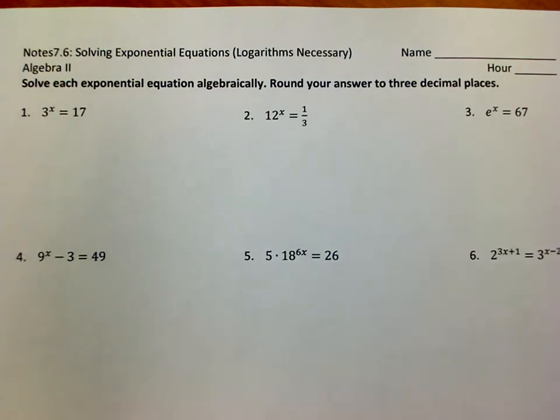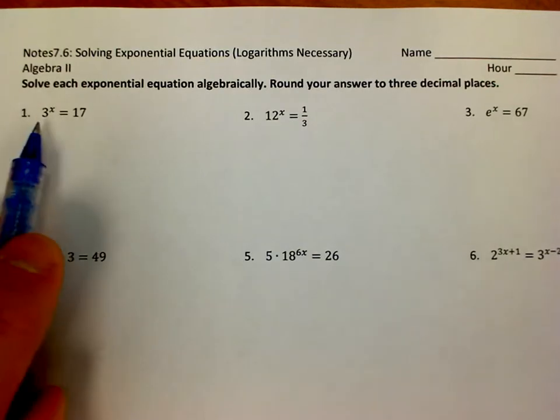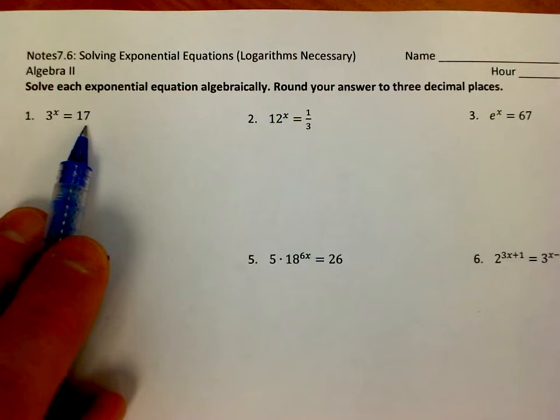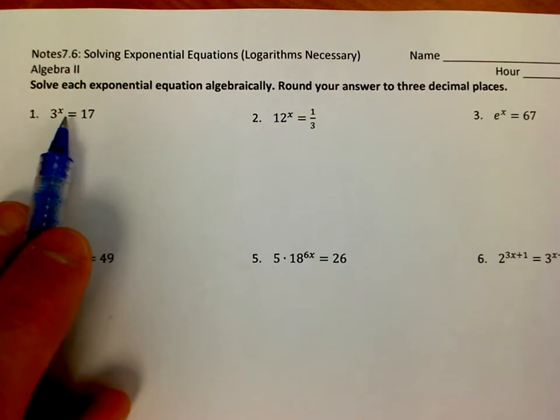Hi everybody, in this video we're going to be talking about how to solve exponential equations. Unlike the second lesson in this unit, where we rewrote things in the same base, looking at 3 and 9 and saying 9 is 3 squared, sometimes 3 and 17 don't have anything in common, and I can't write 17 as 3 to a power. So the question is, how do I solve for x?